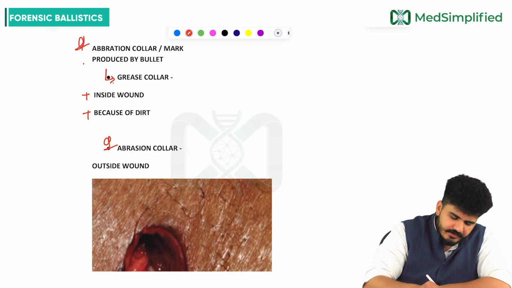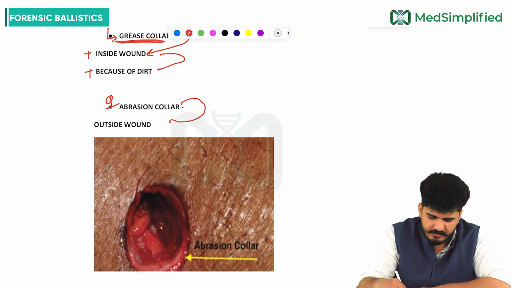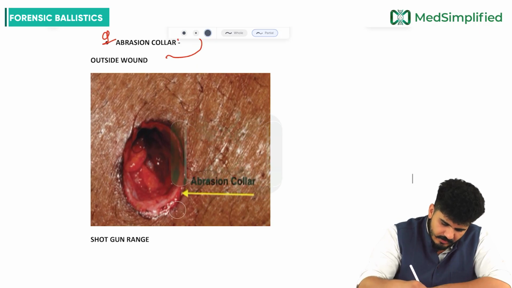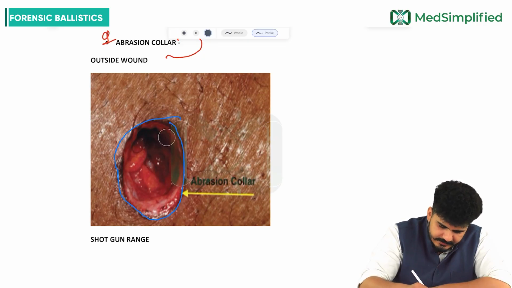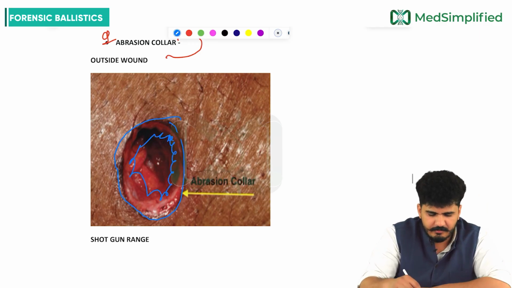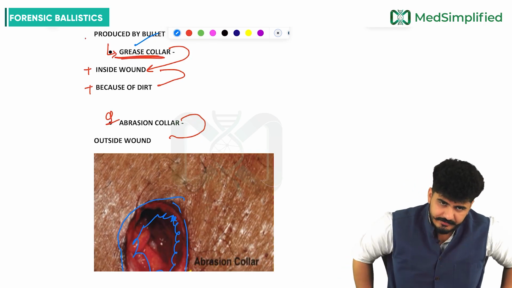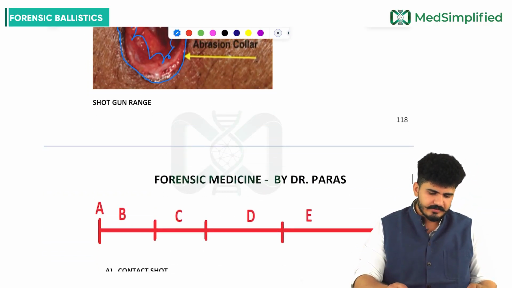Grease collar, there are two things you need to remember. Grease collar is seen inside the wound and the reason is dirt. Abrasion collar is seen on the outside. This is the abrasion collar. You can see the abrasion collar here, this line. And if dirt is there inside, one more collar will be there. This is called the grease collar. So two types of collars we have studied: one is the abrasion collar, another is the grease collar, my dear friends.